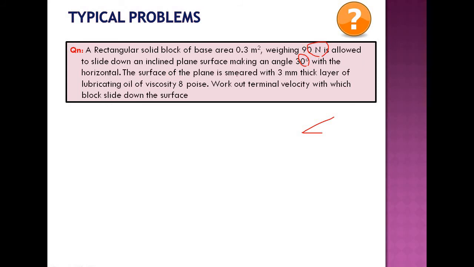The surface of the plane is smeared, that means polished with, applied with a 3 mm thick layer of lubricating oil. That is, thickness of the lubricating oil is 3 mm and its viscosity is 8 poise. 8 poise viscosity is a commercial unit. So what is the SI unit? 8 into 0.1 Newton second per meter square, or 0.8. You need to get velocity with which the block slides down the surface, that is the terminal velocity.